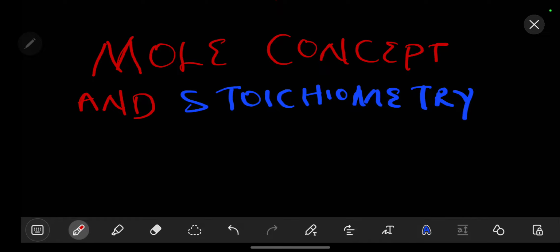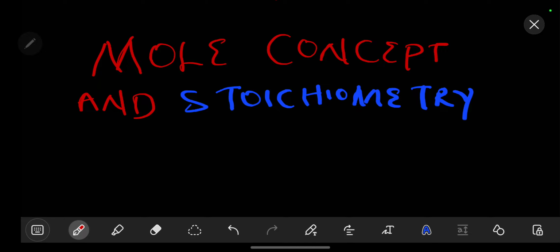So here today we are going to be looking at the mole concept and stoichiometry. Many students find this difficult, but this is one of the easiest topics under chemistry. So now, what is the mole concept and stoichiometry all about?